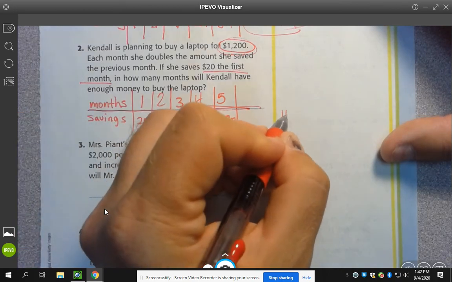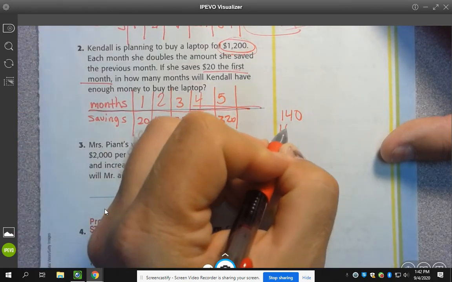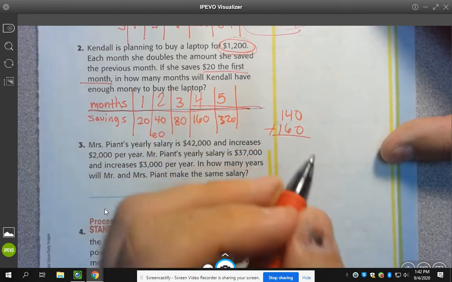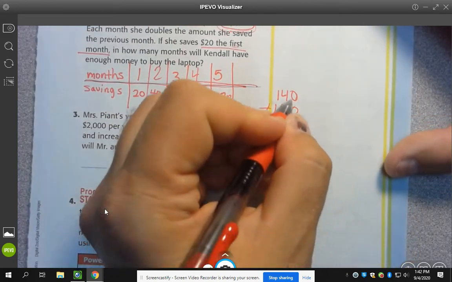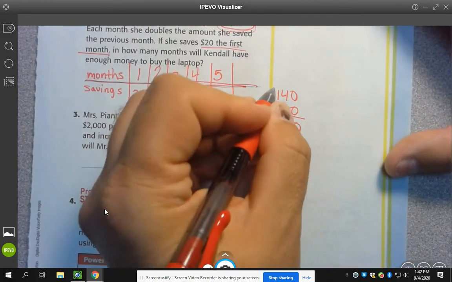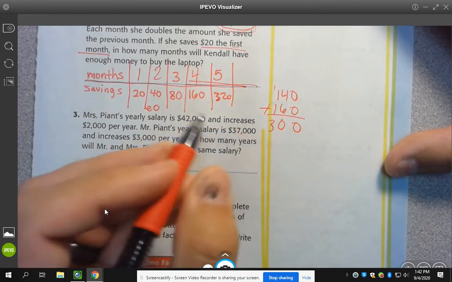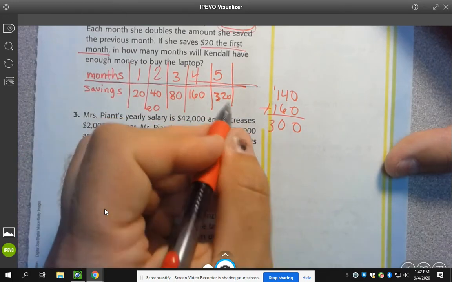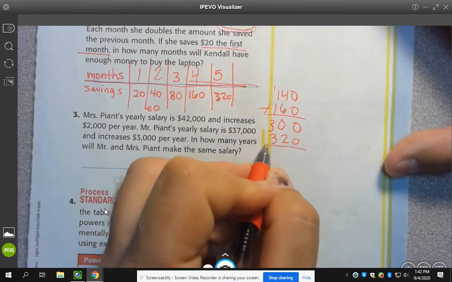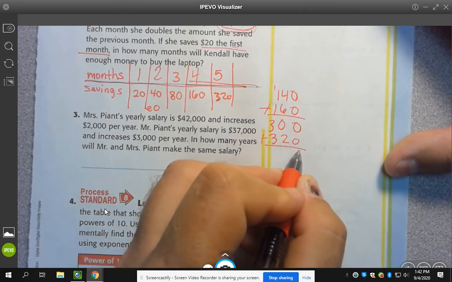It's 140, so we got 140. Now we're gonna add 160. So what's 0 plus 0? What's 4 plus 6? So that's that. Now we add 320 to that. We're not going to be anywhere close, are we? What's 0 plus 0?